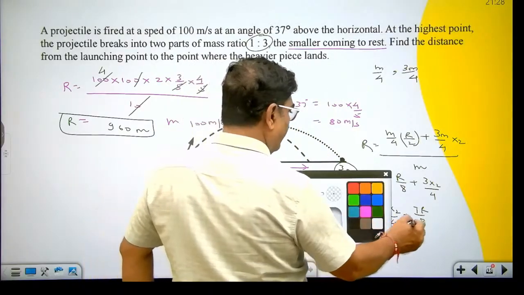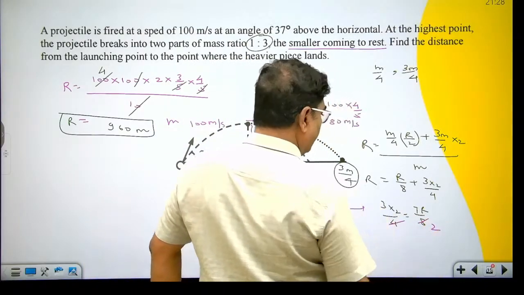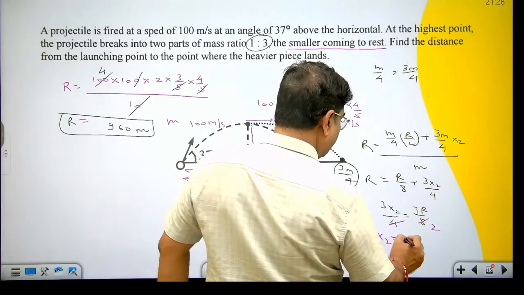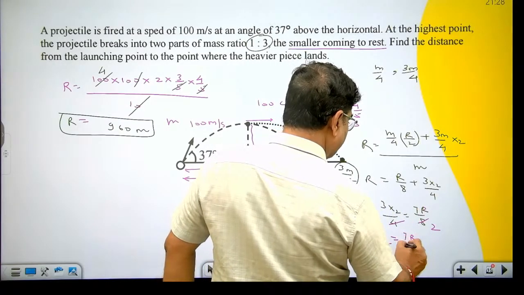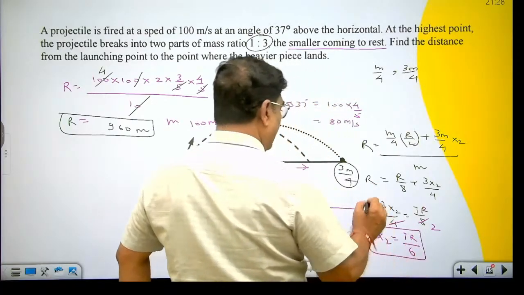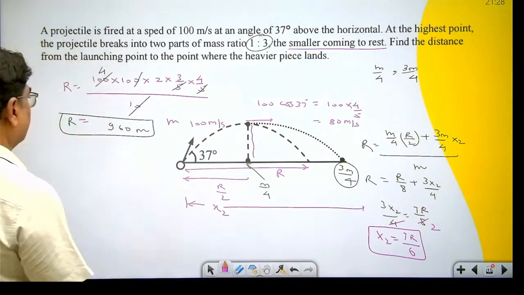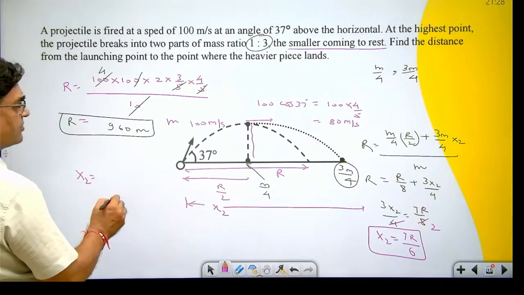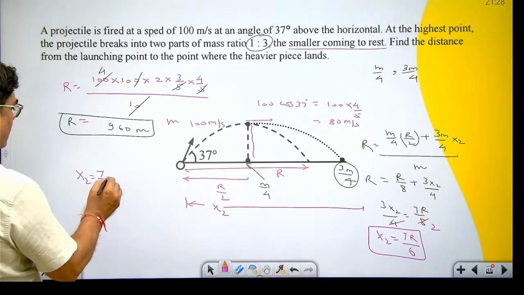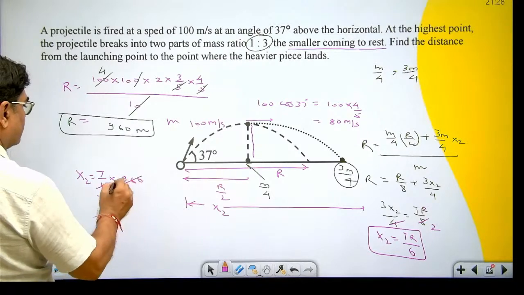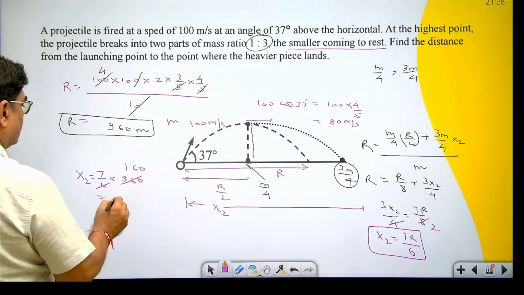Again, after solving this, 4 will get cancelled by 2. This is r. So x2 is how much? x2 is 7r upon 6. Now if we substitute the value of r, this is 960. Okay, so what is x2? x2 is equal to 7 upon 6 into 960. If we cancel 6, this is 160.